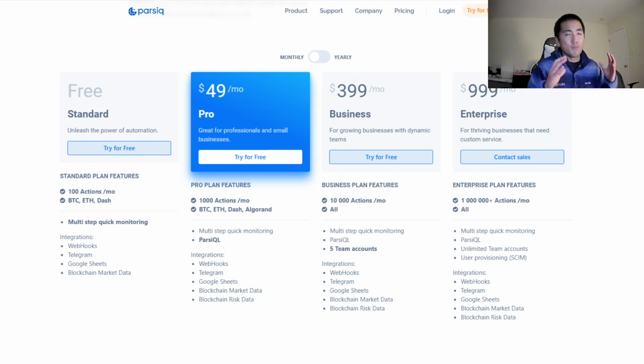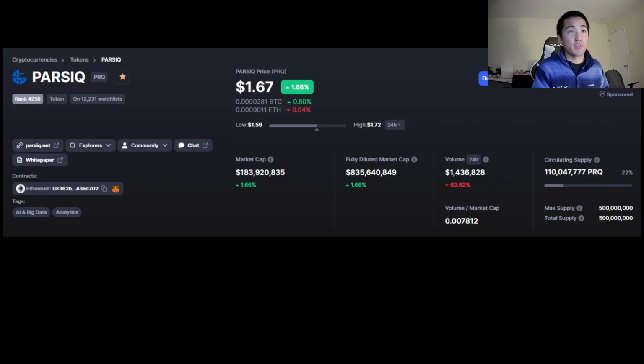And the majority of the revenue PRQ is going to generate is going to come from these businesses and enterprises. So these partnerships are really important, and you want to monitor them. If you're bullish on PRQ, you want to monitor all these partnerships that they're building out. And it seems like they're announcing a partnership every other day. It's pretty crazy. So here's the valuation.